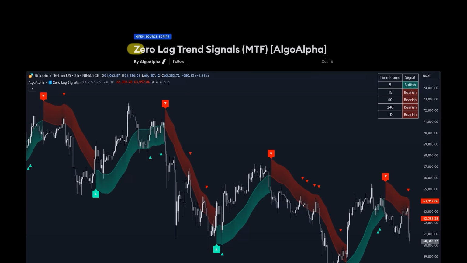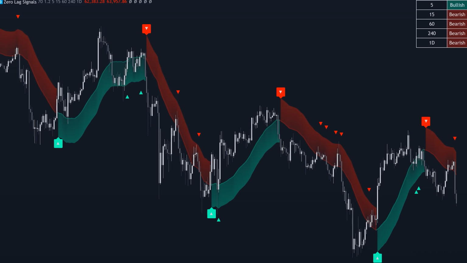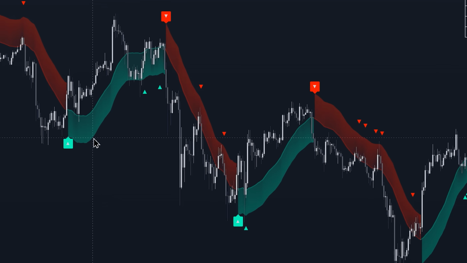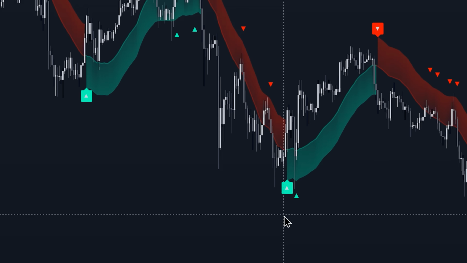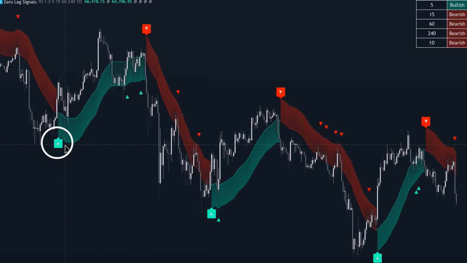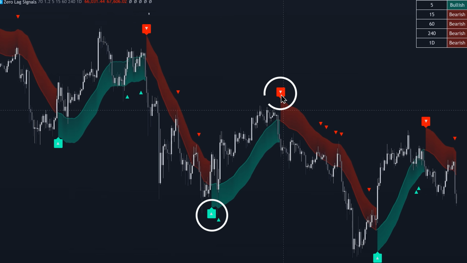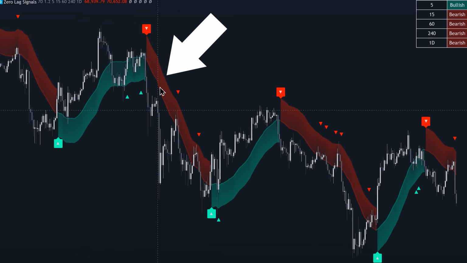So this is the zero lag trend signals indicator by AlgoAlpha. Looking at it, you can see it's doing a pretty good job of living up to its name. That is, it's producing zero lag trend signals in the market. As you can see, we have a series of bearish trends followed by a series of bullish trends.